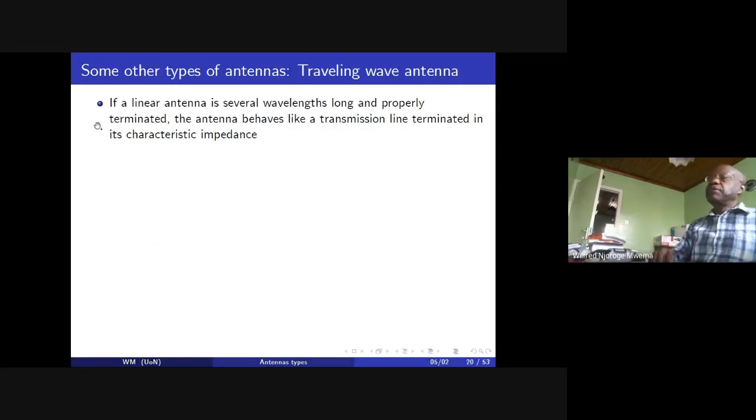So some other types of antennas are there. When the length of the antenna is much larger than a wavelength, then we can start seeing that the antenna will support a traveling wave, just like in a transmission line. So if a linear antenna is several wavelengths long and properly terminated, that is, we can terminate it in its characteristic impedance, then the antenna will behave like a transmission line that is terminated in its characteristic impedance.